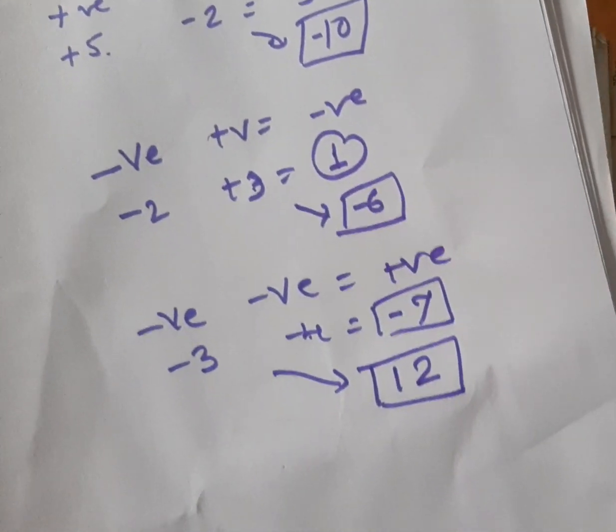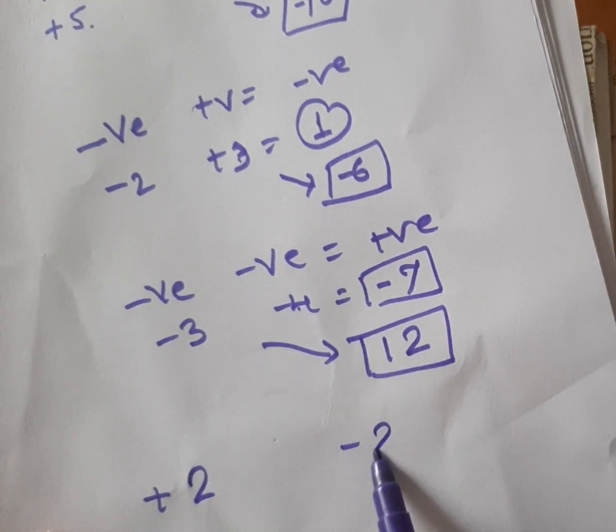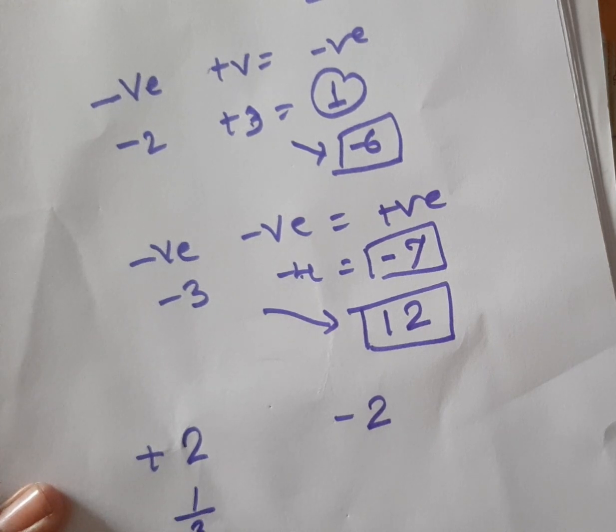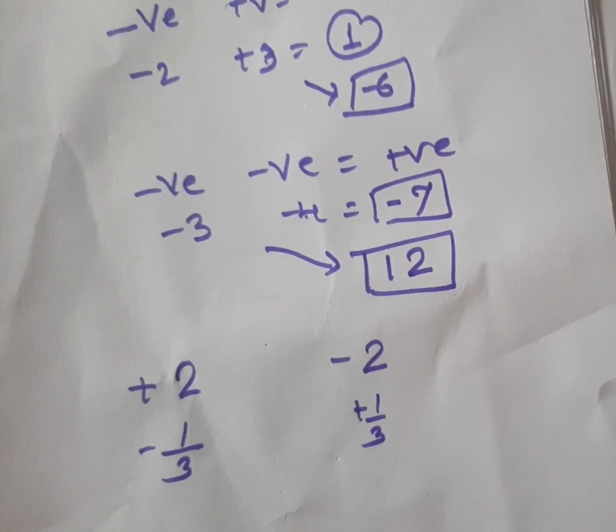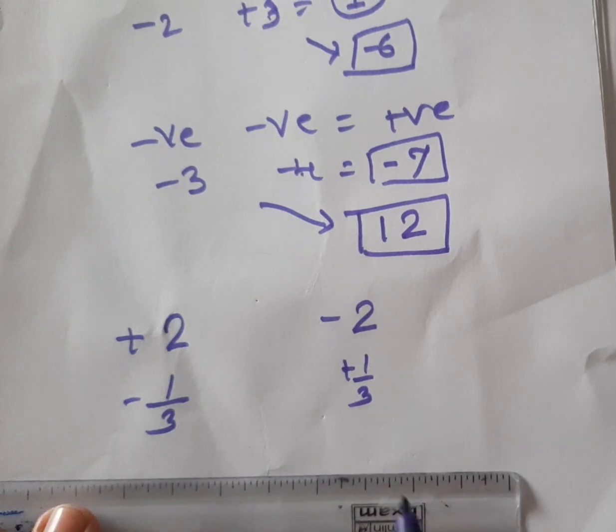Okay, what do you mean by additive inverse? For example, for positive 2, the additive inverse is negative 2. For negative 1 upon 3, the additive inverse is positive 1 upon 3. This is called an additive inverse. Understand?